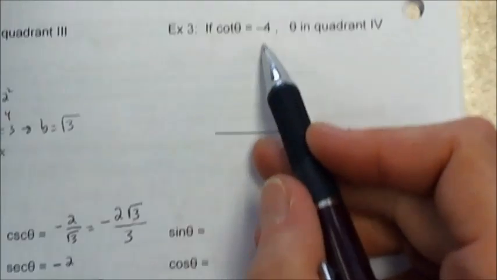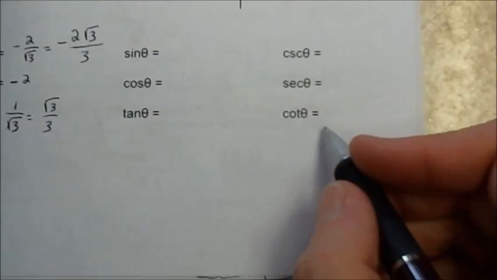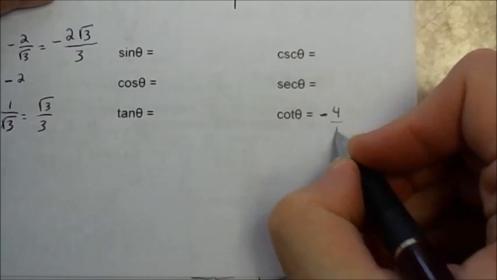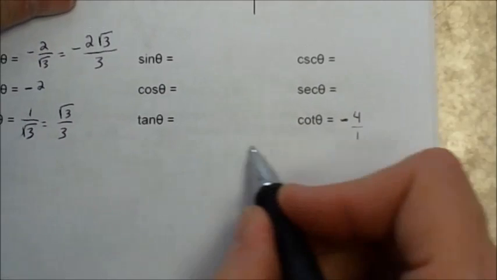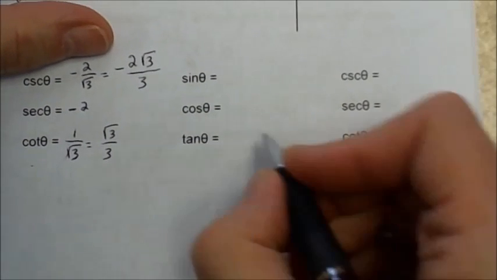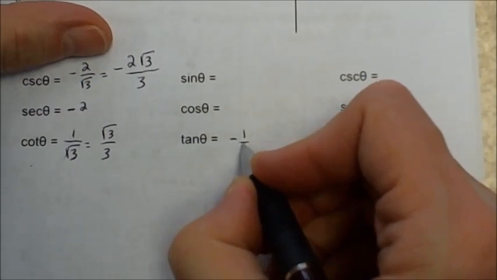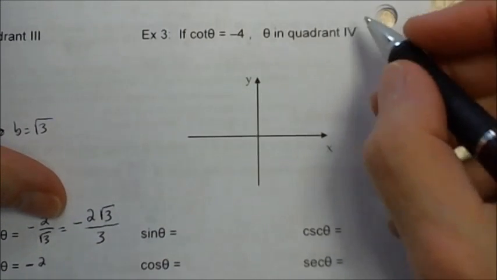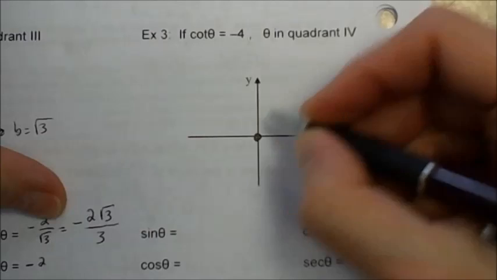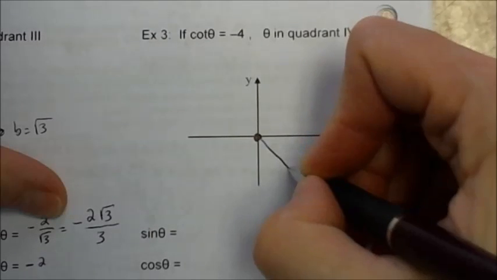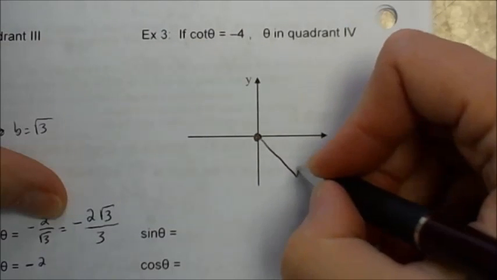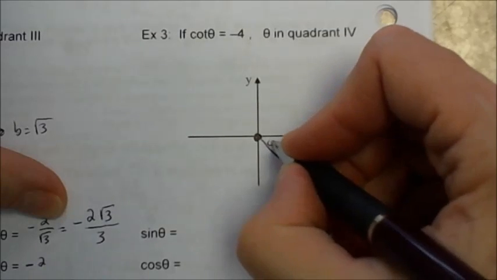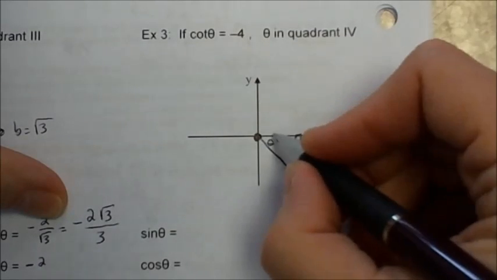The cotangent is negative 4, so I'm going to go down here and write the cotangent as negative 4, or in other words, negative 4 over 1. So you can flip that upside down back to the tangent and call it negative 1/4. And now this is a quadrant 4 angle. So we're going to draw, starting at the origin, diagonally into quadrant 4. Drop up to the x-axis. Always the x-axis, never the y-axis. Put a theta in here.